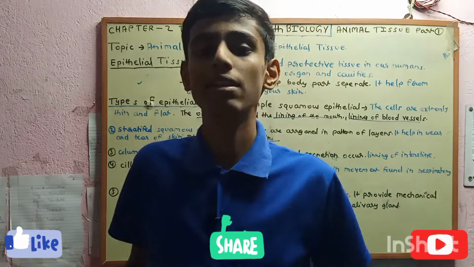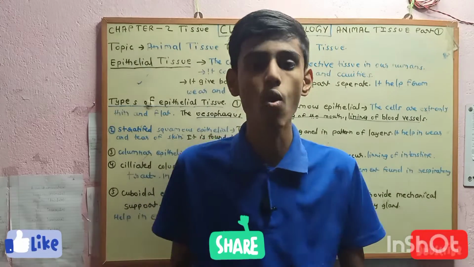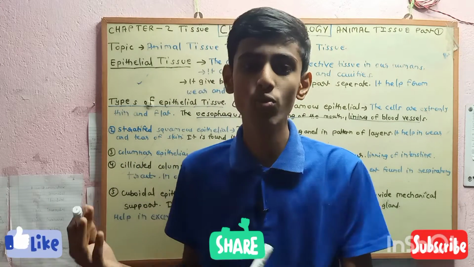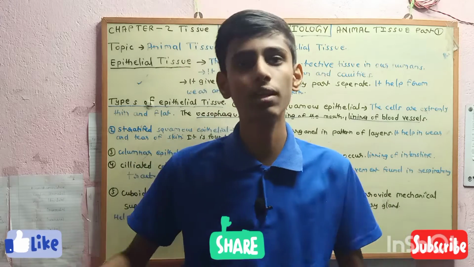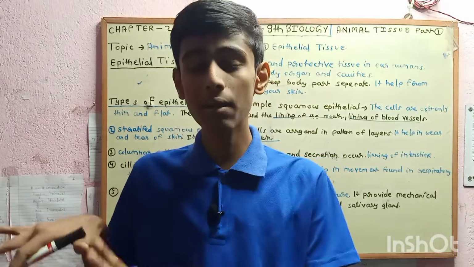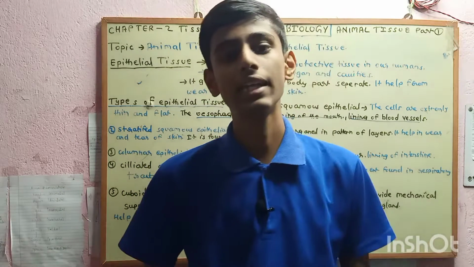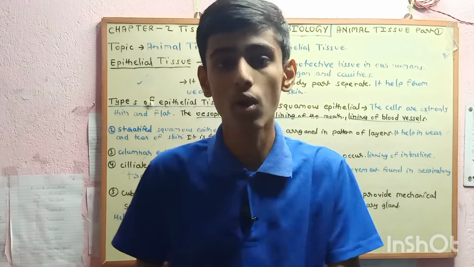So in our previous video we discussed the class 9th biology chapter, which is chapter 2, Tissue. In tissue we have discussed all the plant tissues and the protective tissue, and now we are going to discuss animal tissue. In animal tissue we have discussed all the types that we are going to study in our lectures, and now we are going to discuss animal tissue type number 1, which is epithelial tissue.